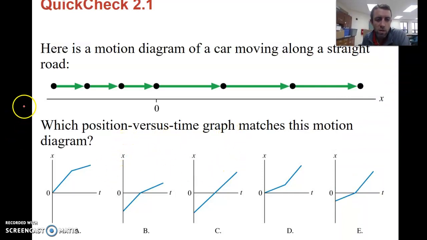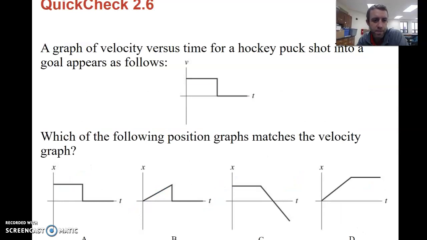So it's moving to the right at a slow speed, but it starts to the left of 0. That's important. So it doesn't start at 0. So what does that mean? That means that A is out. And it means that D's out. Okay. Starts to the left. All these three, B, C, and E, all start to the left. So if you go through, it starts off slow, and then it gets faster. E is the only one that shows that.